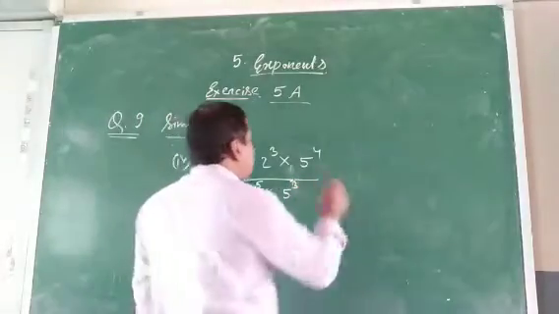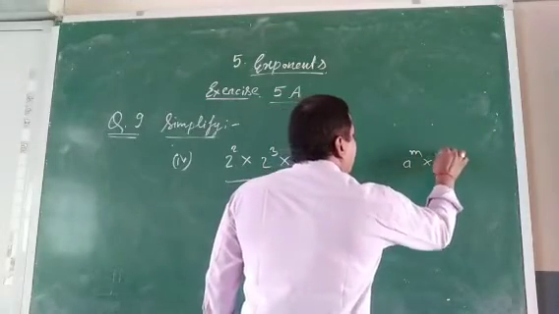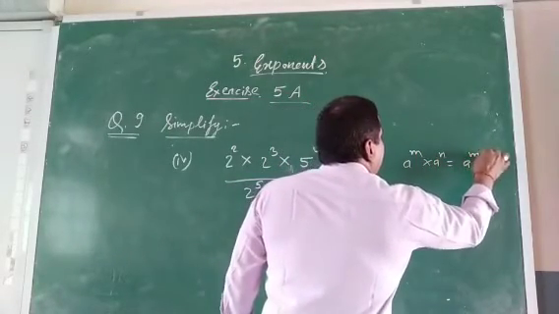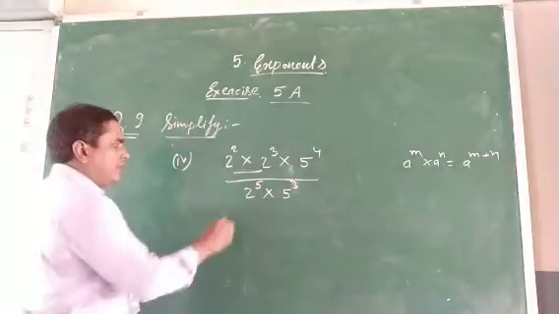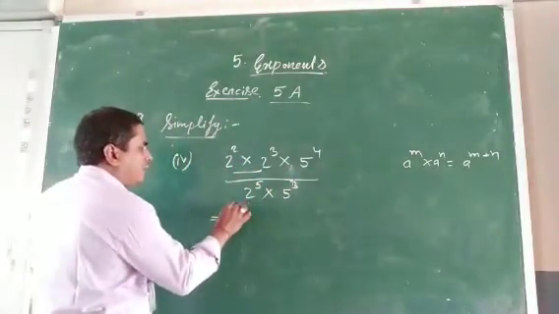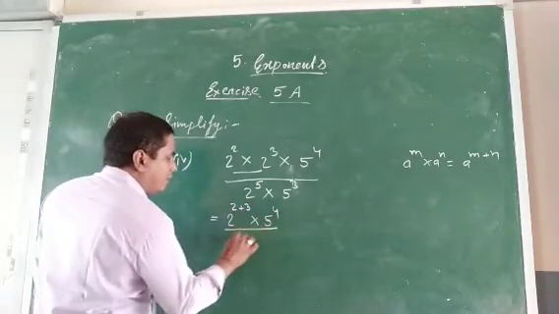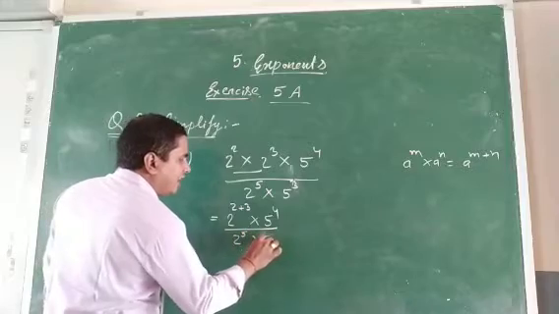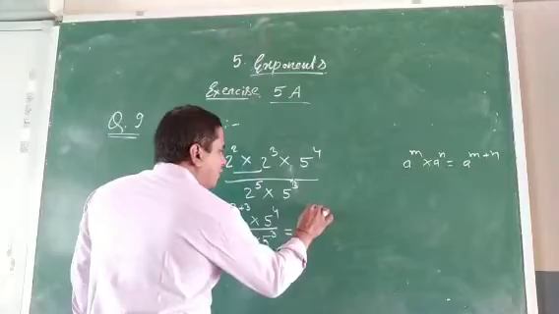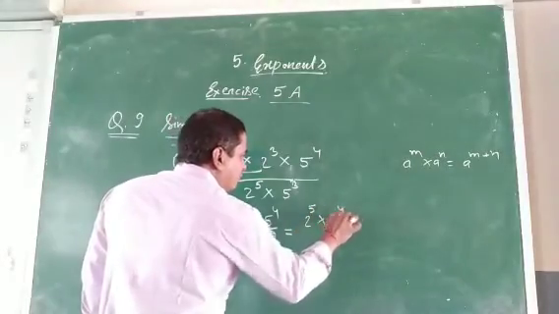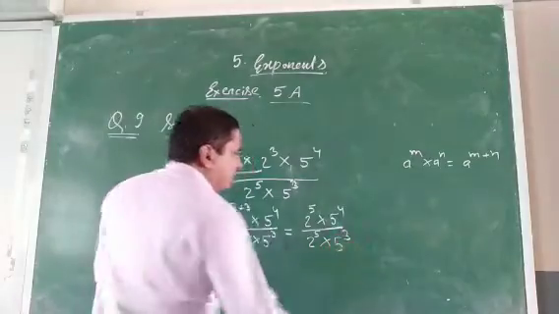Okay, so use the rule here. First you use what? a to the power m into a to the power n is a to the power m plus n. Apply here. So next you will get 2 to the power 2 plus 3 into 5 to the power 4, upon 2 to the power 5 into 5 to the power 3. Here we get 2 to the power 5 into 5 to the power 4, upon 2 to the power 5 into 5 to the power 3.